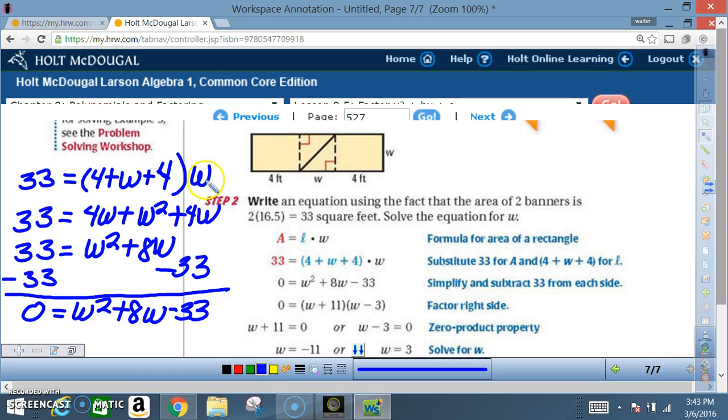Distribute the W. W times 4 is 4W, W times W is W squared, W times 4 is 4W. Now add. 4W plus 4W is 8W, bring down a W squared. Now you subtract 33 from each side, and you end up with 0 is equal to W squared plus 8W minus 33. Okay, now you're here. So you ask yourself, what number is it that when I multiply, I get a negative 33, but when I add, I get a positive 8? And it's going to be a positive 11 and a negative 3.